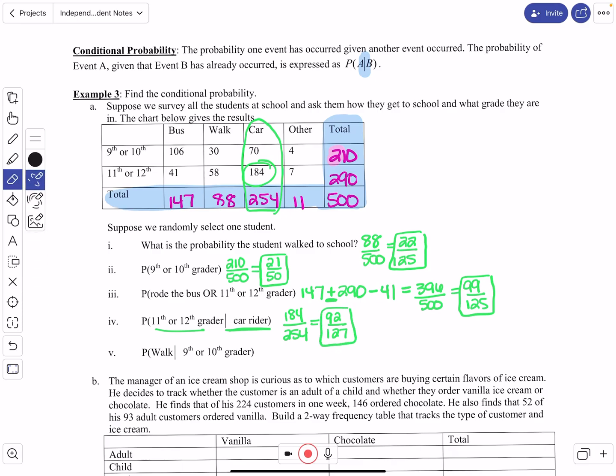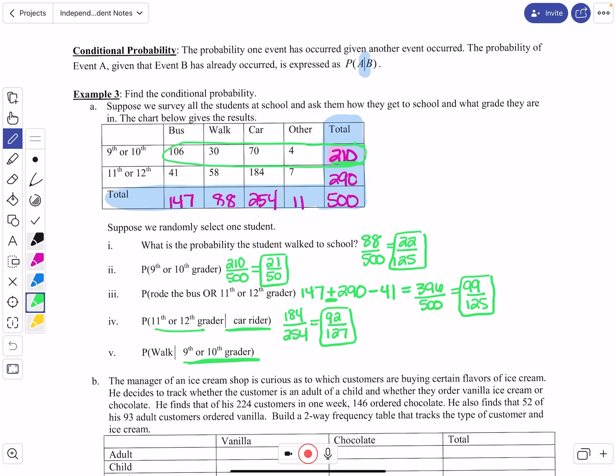Okay. All right, the next one is very similar. Let me put our 254 back in there. This is 254. Okay, so they walked given they are a 9th or 10th grader. That 210 is our bottom number, the 9th or 10th grader. And the walker, that's your top number. And now I reduce that fraction, which reduces to 1/7.